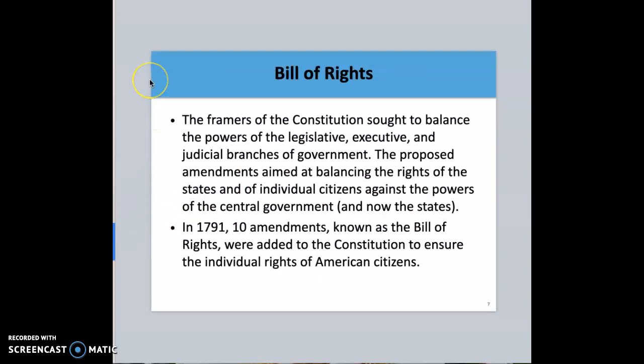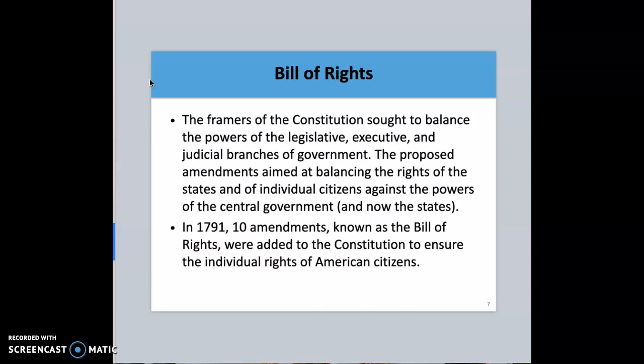Now, the Bill of Rights came shortly after the Constitution. The framers of the Constitution sought to balance the powers of the legislative, executive, and judicial branches of government. The proposed amendments aimed at balancing the rights of the states and of individual citizens against the powers of the central government, and now also the states, because now the Bill of Rights applies to the states.